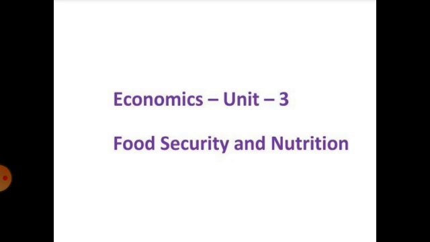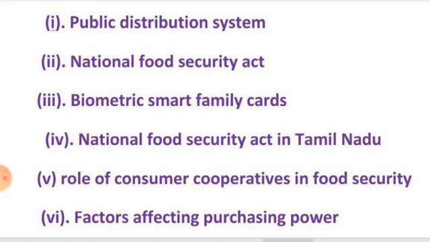It is my pleasure to see you in the online class, Economics Unit 3, Lesson: Food Security and Nutrition. Already we learned about food security, basic components of food and nutrition security, availability and access to food grains, maximum support price. Now we discuss the public distribution system, National Food Security Act, biometric smart family cards, National Food Security Act in Tamil Nadu, role of consumer cooperatives in food security, and factors affecting purchasing power.